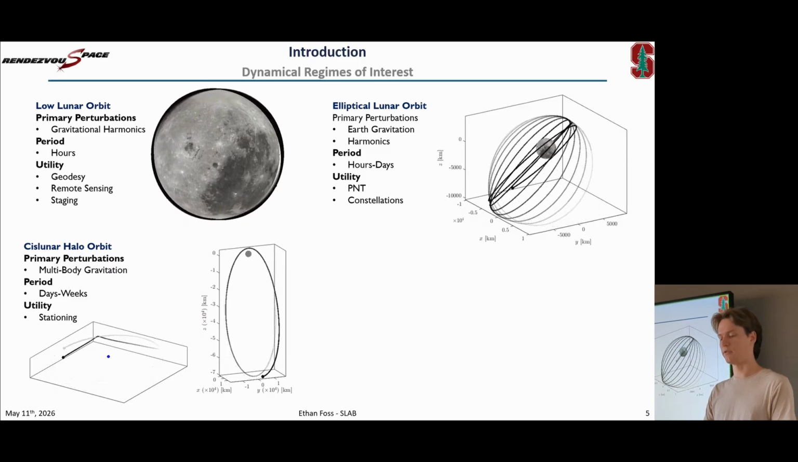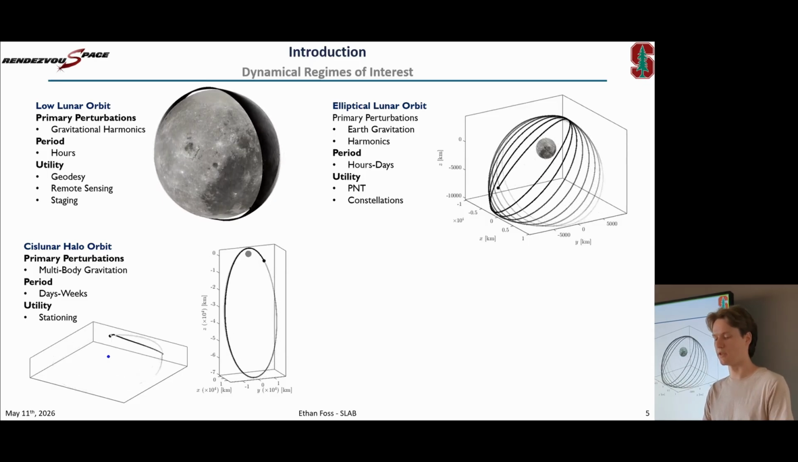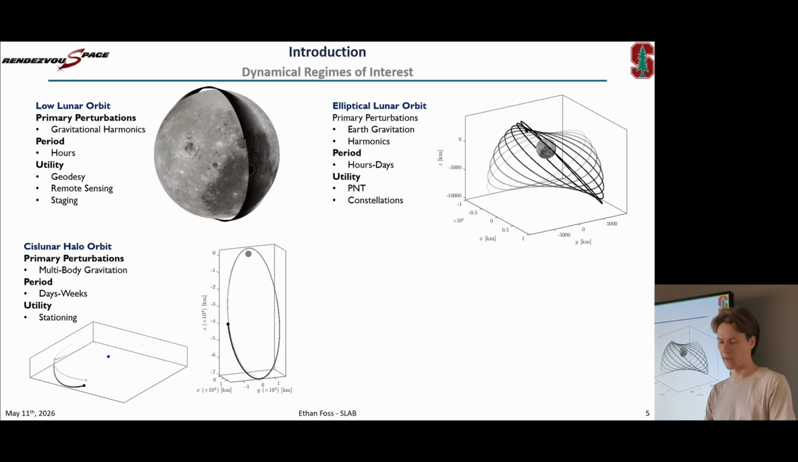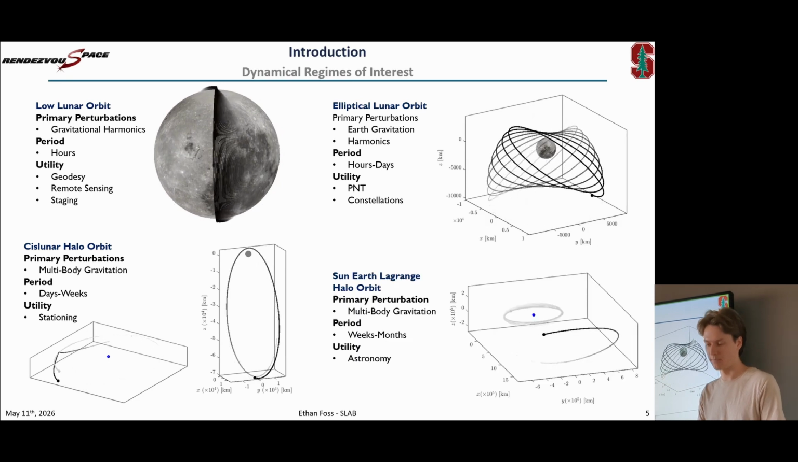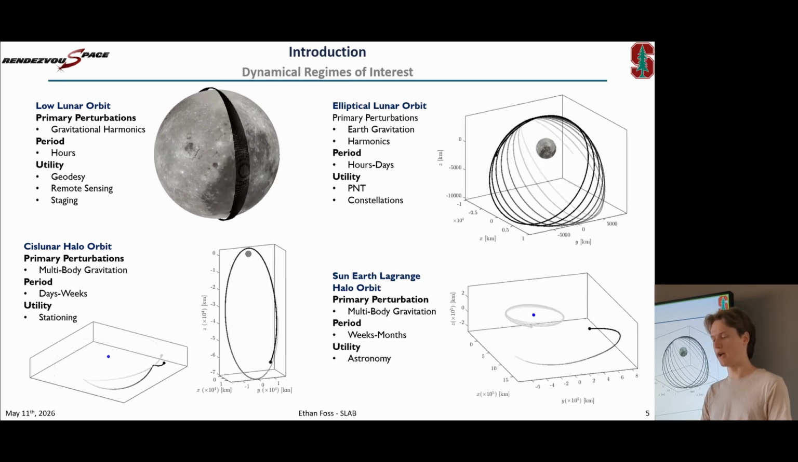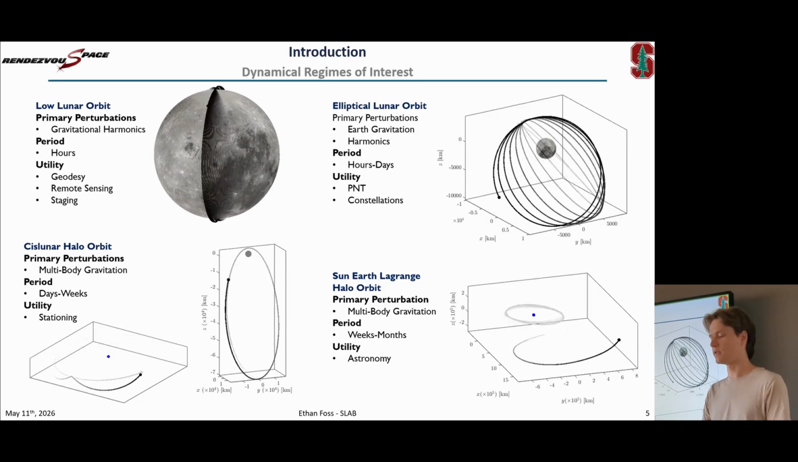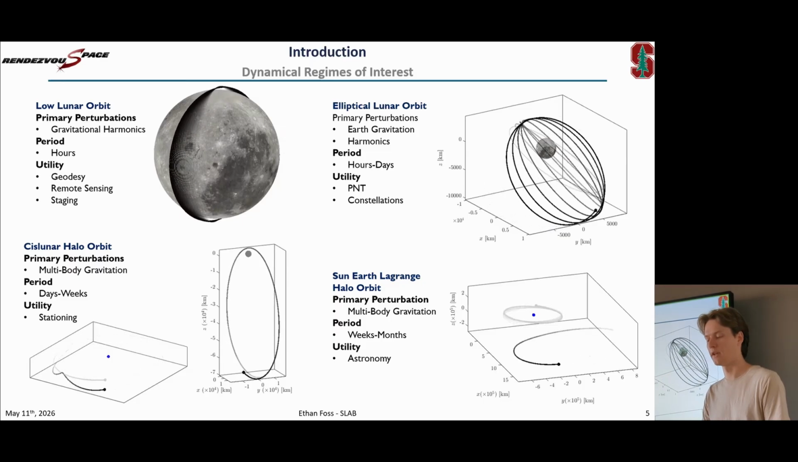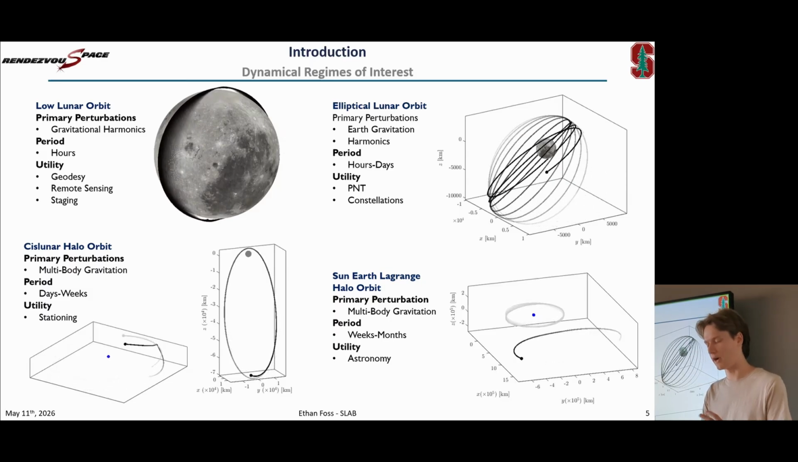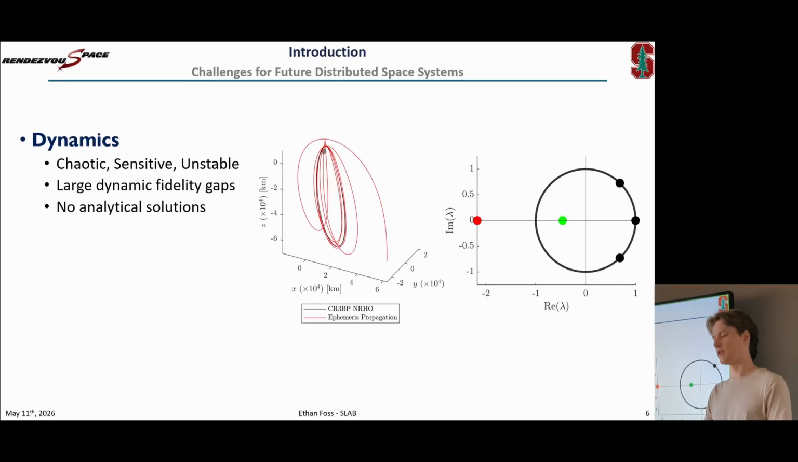These orbits exist in a fully multi-body regime, meaning that gravitational perturbations from the Earth and the Moon need to be considered. These have utility for stationing and refueling, as we saw with the Gateway earlier. Then, moving as far out as possible, we have orbits like the Sun-Earth Lagrange halo orbit. These are very useful for astronomy. The LIFE mission we were talking about earlier is a very useful orbit for those types of applications. This is also a very multi-body type regime that introduces a lot of chaos. So what are the challenges for demonstrating distributed space systems in these regimes?